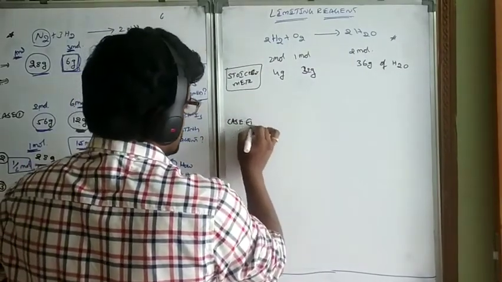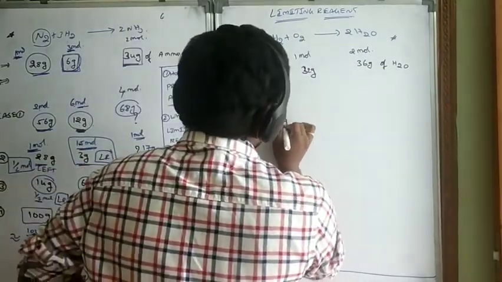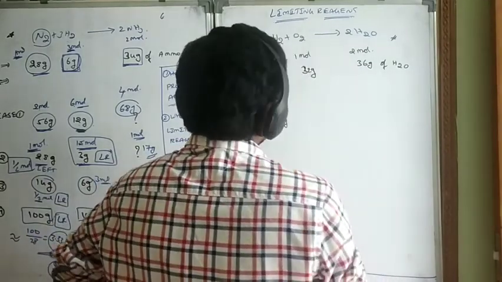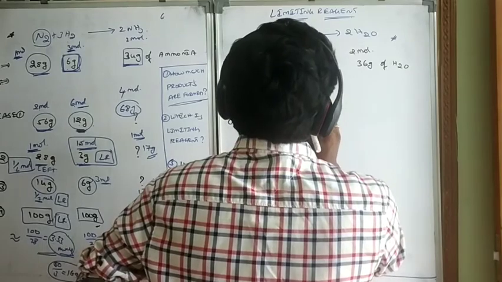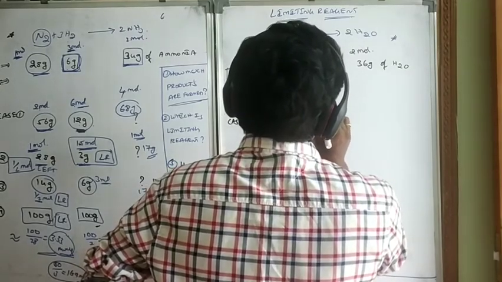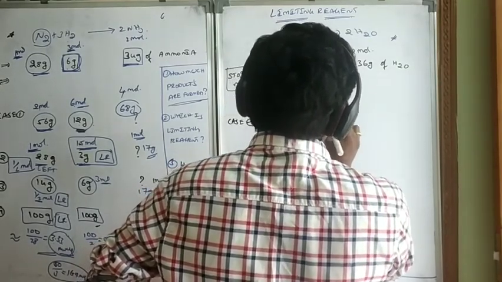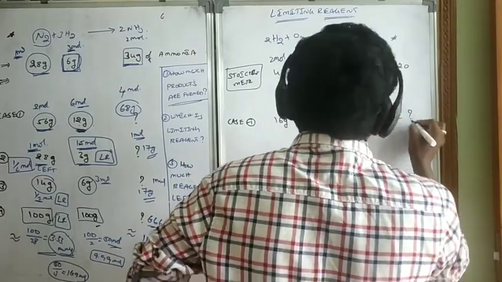Case 1, 16 grams of hydrogen is reacting with 128 grams of oxygen.